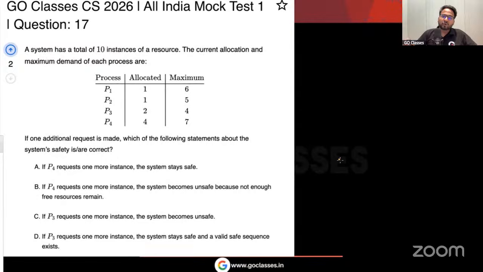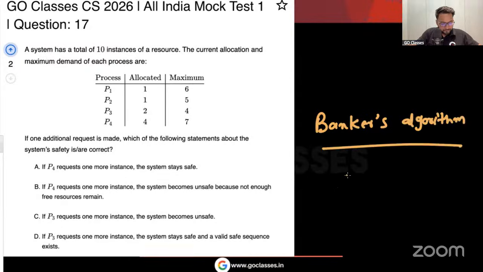But before I go to the solution, let me tell you that some of the students got confused about what this means: one more request is made. See, this is a deadlock question, and here we are going to apply Banker's algorithm. You might already know this.